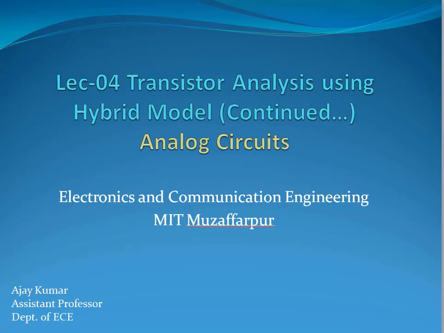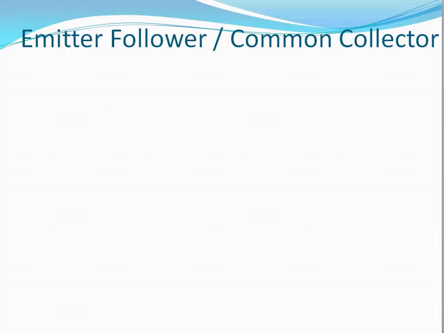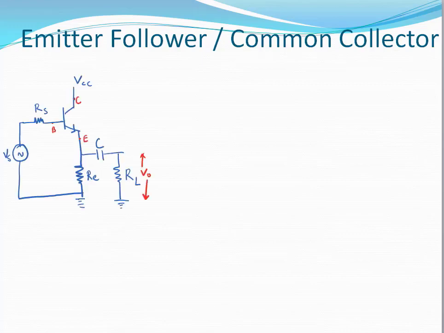Today we will see the hybrid analysis of common collector, or emitter follower. First of all, we will make a circuit of common collector. So this is common collector. We have taken input from base and output is taken from emitter, and the common terminal is the collector one, so it is a common collector.